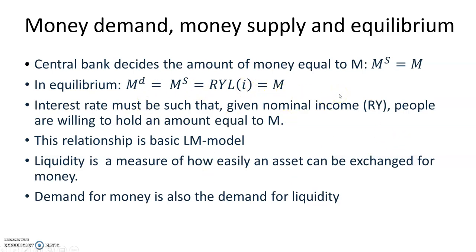The equation tells us that the interest rate must be such that, given their income $Y, people are willing to hold an amount of money equal to the existing money supply M. The relationship is the basic LM model. The letter L stands for liquidity. Economists use liquidity as a measure of how easily an asset can be exchanged for money. The demand for money is also the demand for liquidity.